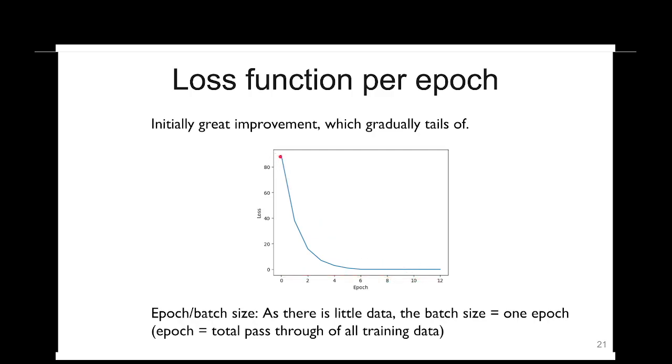At the beginning, a very big improvement. The loss reduces from over 80 very, very quickly in just 4 epochs to something less than 10. And then it seems to be converging and is actually pretty close to 0 towards the 12th epoch.